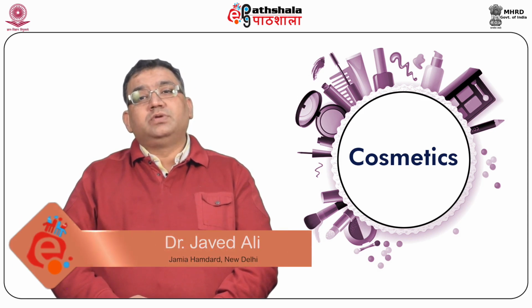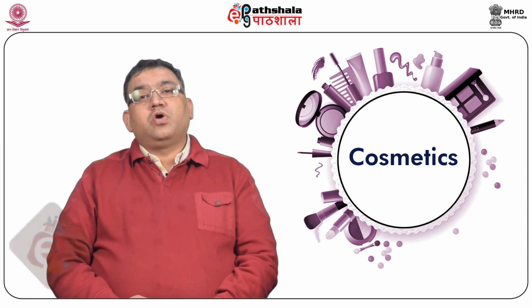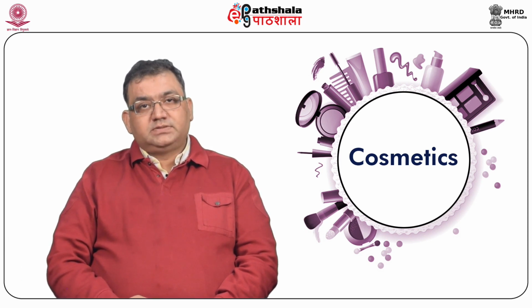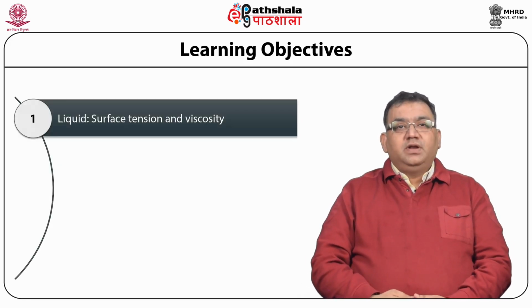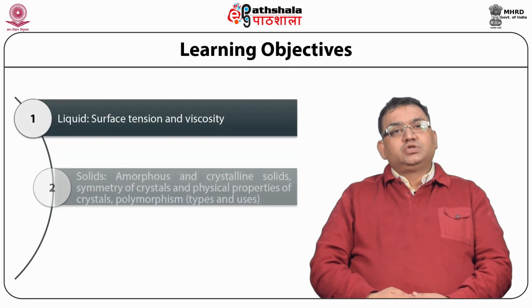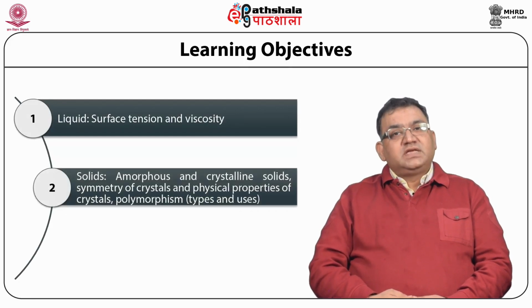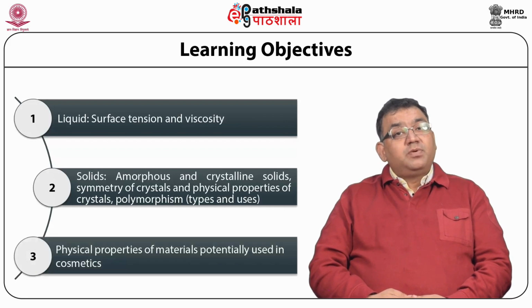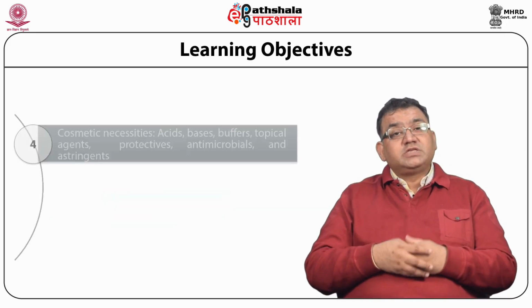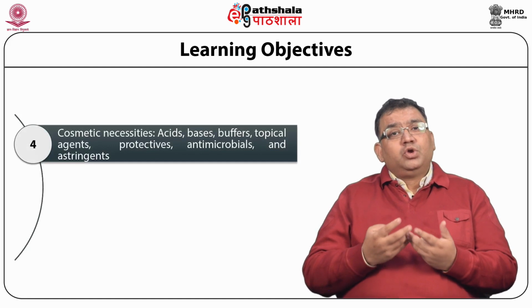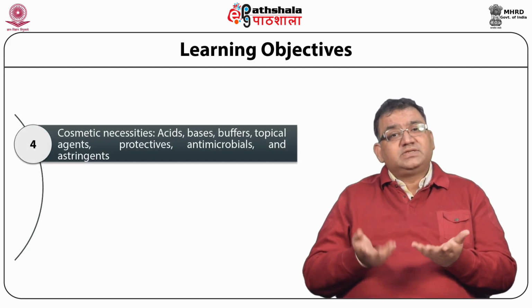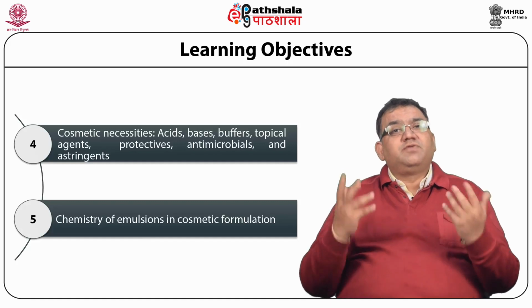And today we are going to discuss a module on cosmetic chemistry under the paper Cosmetics. The objective of today's module is to talk about liquids, surface tension and viscosity, solids with respect to amorphous and crystalline nature, the symmetry of crystals, physical properties of crystals, polymorphisms, physical properties of materials potentially used in cosmetic necessities like acids, bases, buffering agents, topical agents, protectives, antimicrobials, and astringents, and the chemistry of emulsions in cosmetic formulation.